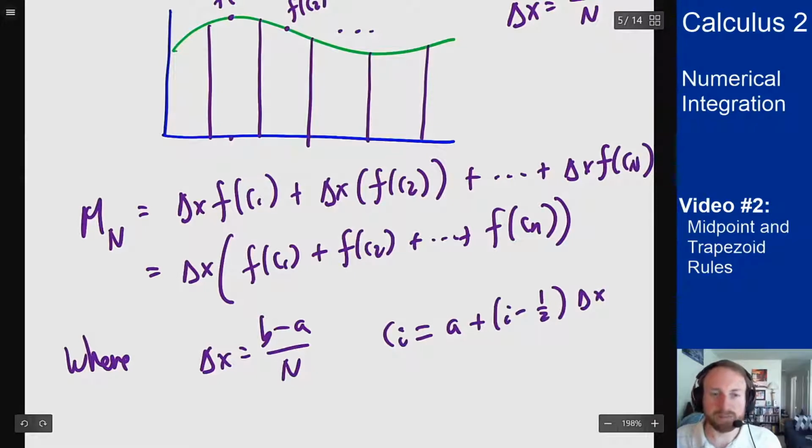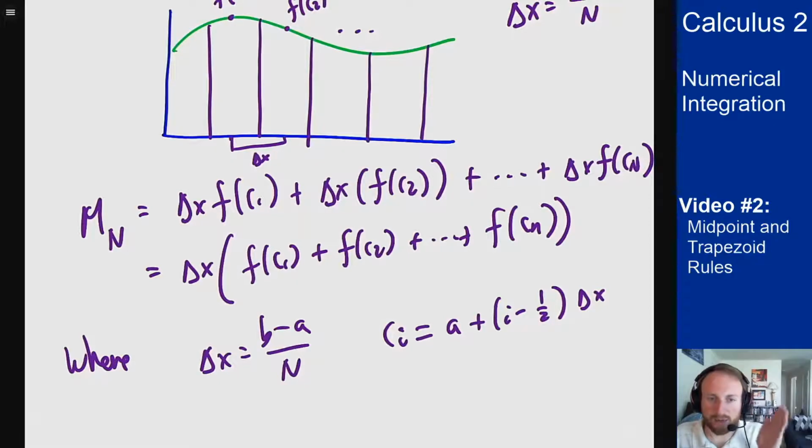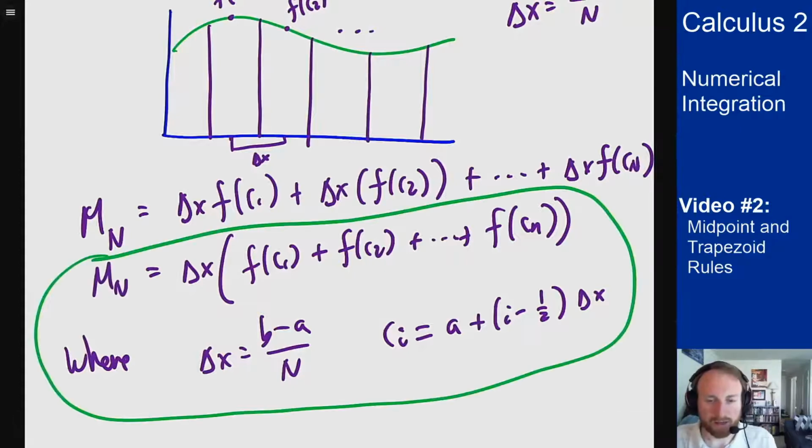Basically, the point being these midpoints are all delta x apart. And where is the first one? Well, the first one is at a plus a half delta x. So it has to be the middle of the rectangle between a and a plus delta x. So here's our formula that you would need for doing midpoint approximations. And that is what you would need to know to do midpoint integrals.